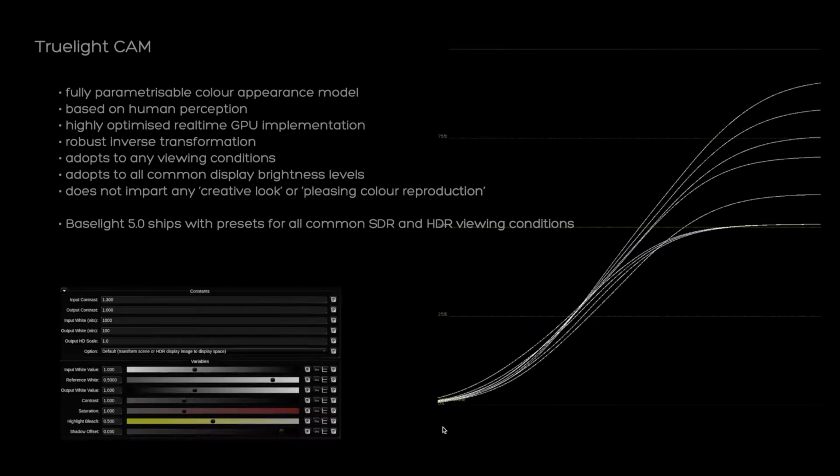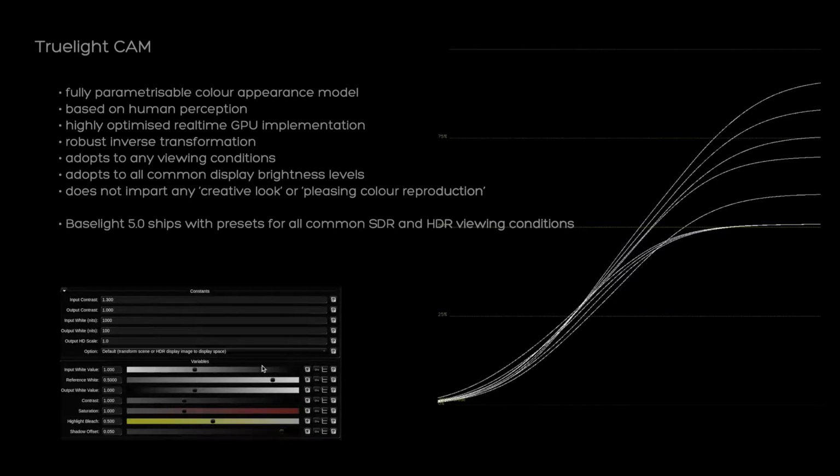In addition, because it is a formula-based model, we have a very robust inverse model. So going from display to scene state is very robust. As a side note, nothing has changed from a practical standpoint. Going inverse should be always avoided, if possible. As it is fully parameterized, it is fully adaptable to any viewing condition and display luminance level.